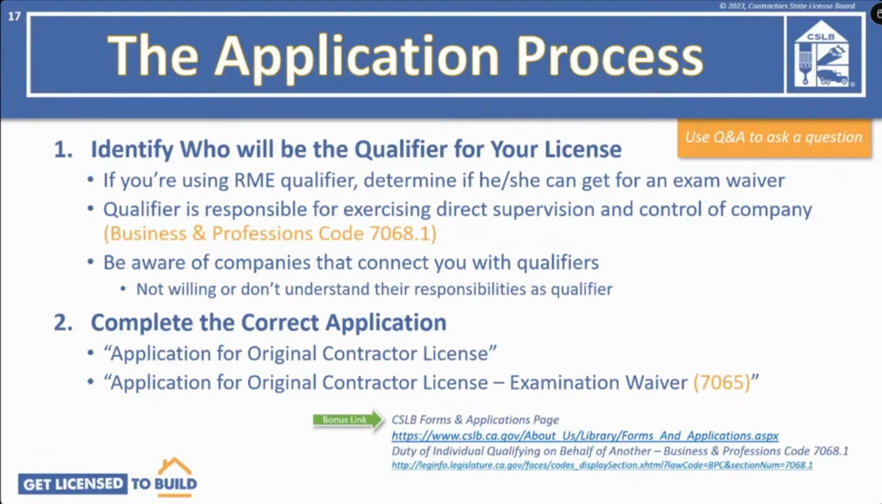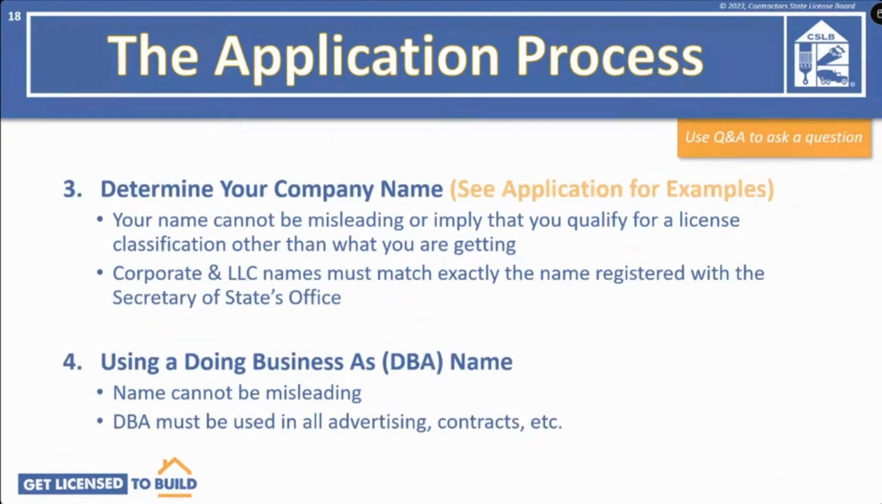The next step is to determine your company name. See the application instructions for examples. Some things to keep in mind: your name cannot be misleading or imply that you qualify for a license classification other than what you are getting. For example, if you're going to apply for a C36 plumbing license, you cannot have a company of John Smith Plumbing Construction, Heating, and Drywall.